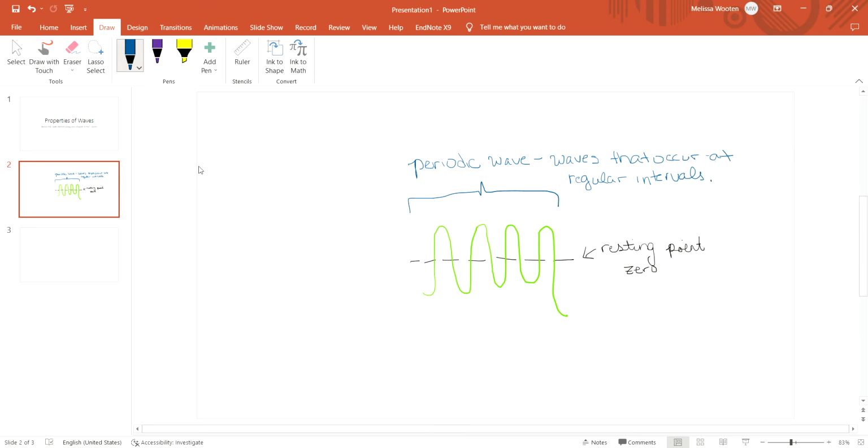Alright, and so now that I've drawn this wave, we can ask some basic questions about this wave that'll help us get some more information. And so we can ask ourselves, how long does it take to go up, down, and back up again? And I'll draw that again so you can understand what I'm talking about.